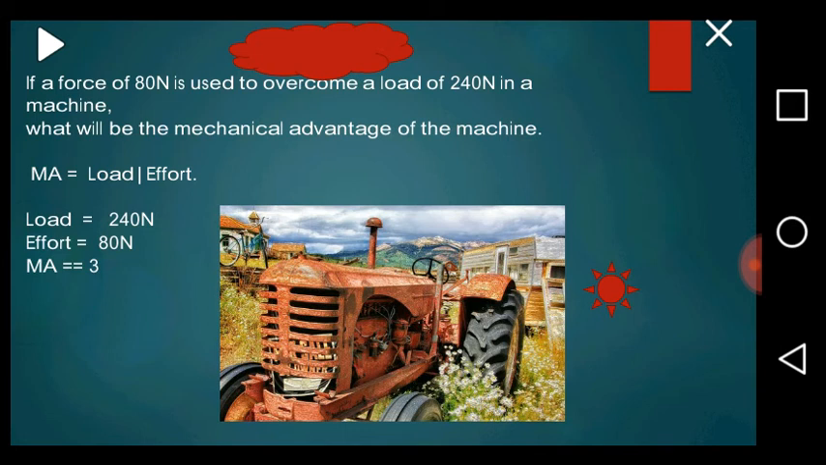So therefore, the ratio of load to effort in any simple or complex machine is termed mechanical advantage. And if this ratio is greater than 1, it is a mechanical advantage. But if the ratio is less than 1, it's a mechanical disadvantage. It means that much effort is applied to do a little work. It is termed a mechanical disadvantage.